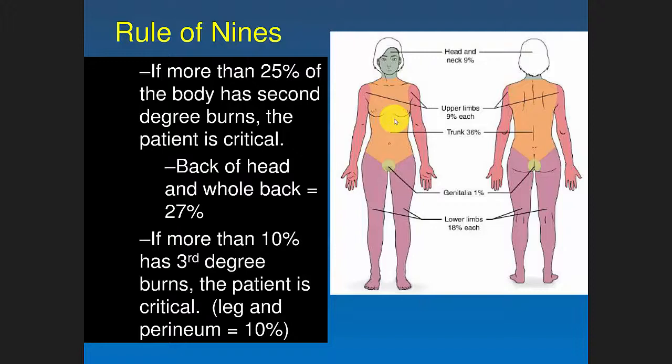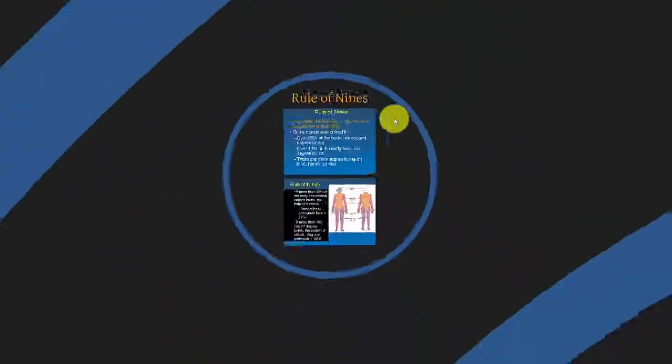So if one lower limb was burned at third degree, it would not be critical condition. If both lower limbs are burned at third-degree burns, then you're over the 10%, and so that person would be in critical condition. If the whole trunk is burned to second-degree burns, you're over the 25%, and so the patient would be in critical condition. So it's kind of a quick way to estimate, am I over that 10% threshold for third-degree burns, or am I over that 25% threshold for second-degree burns? So that's the rule of 9s.